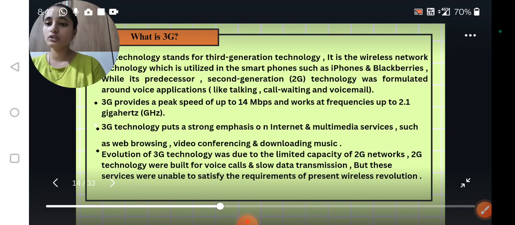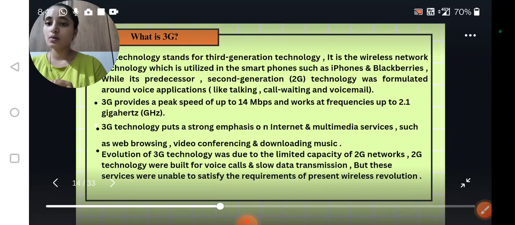Next, we move on to the 3G. 3G technology stands for the third generation technology. It is a wireless network technology which is utilized in the smartphones such as iPhones and Blackberries, while the predecessor second generation technology was formulated around voice applications like talking, call waiting, and voicemail.